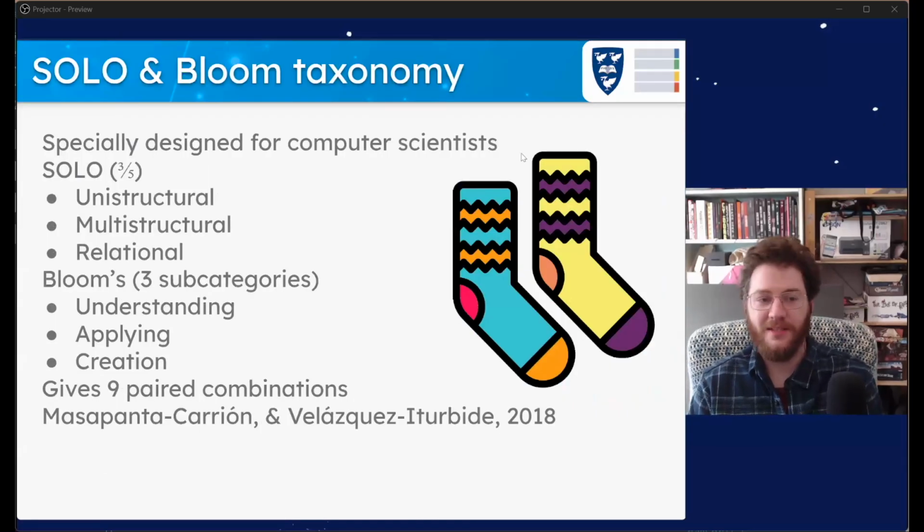And so finally, let's talk about the SOLO and Bloom taxonomy. This is specially designed for computer scientists. We are using 3 out of the 4 SOLO levels, which are the unistructural, the multistructural, and the relational. And then we're using only 3 of Bloom's subcategories, which are understanding, applying, and creation. And this gives you 9 paired combinations. So unistructural with understanding is one, unistructural with applying is another one, etc. And of course, this isn't my idea. This was published by Masapanta-Carrión and Velázquez-Iturbide, I hope I pronounced that correctly, in 2018.